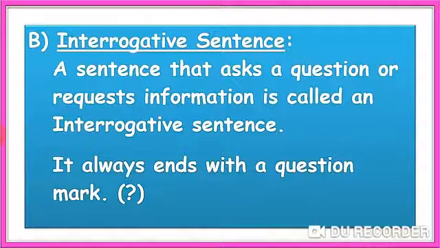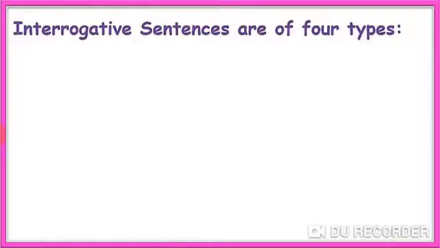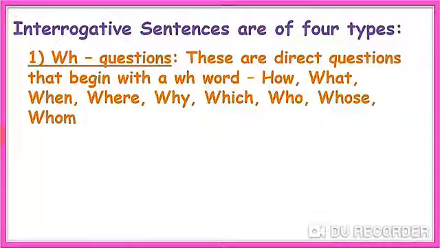Now let's understand what an interrogative sentence is. A sentence that asks a question or requests information is called an interrogative sentence. It always ends with a question mark. Interrogative sentences are of 4 types. The first one is WH questions. These are direct questions that begin with the WH word: how, what, when, where, why, which, who, whose, whom.